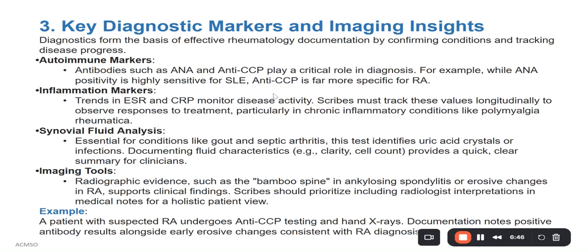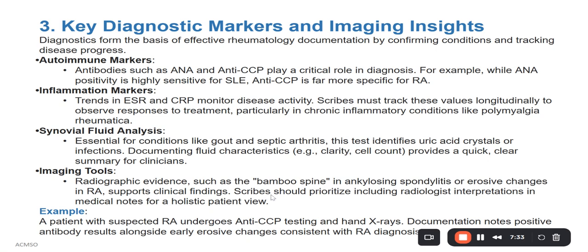Synovial fluid analysis, essential for conditions like gout and septic arthritis. This test identifies uric acid crystals or infections, and documenting fluid characteristics, for example, clarity and cell count, provides a quick, clear summary for clinicians. Imaging tools, radiographic evidence such as the bamboo spine in ankylosing spondylitis or erosive changes in RA, rheumatoid arthritis, supports clinical findings. Scribes should prioritize including radiologist interpretations and medical notes for a holistic patient view. Example, a patient with suspected RA undergoes anti-CCP testing and hand X-rays; documentation notes positive antibody results alongside early erosive changes consistent with RA diagnosis.